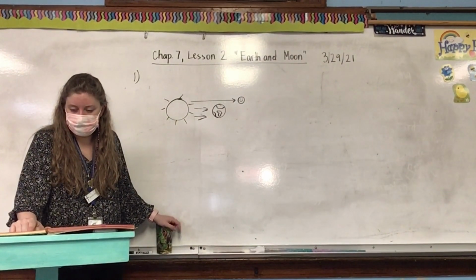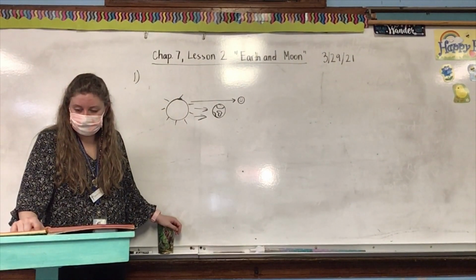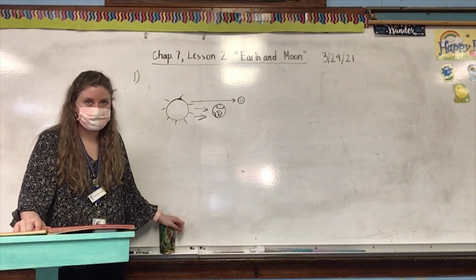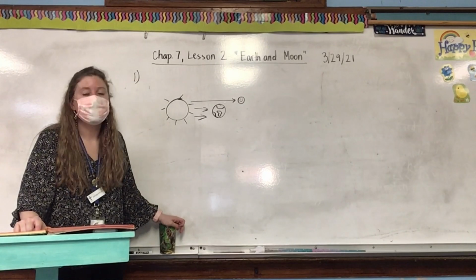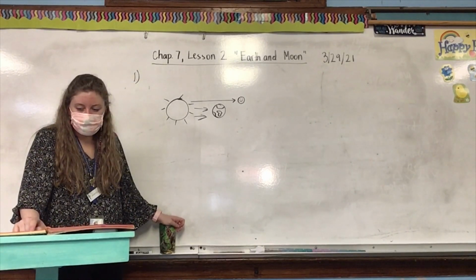The moon and Earth. The moon is Earth's closet. Not closet. Cover up the T. Closest. There you go. Closest neighbor in space.